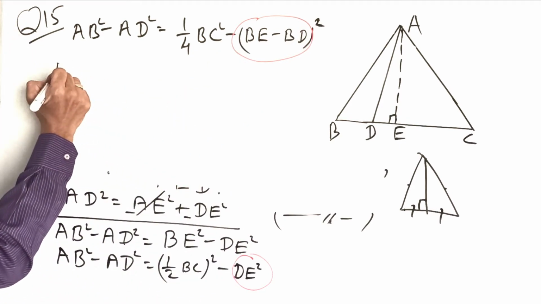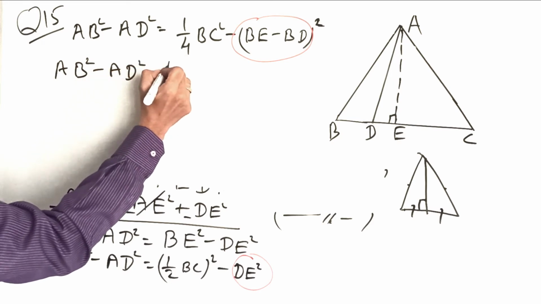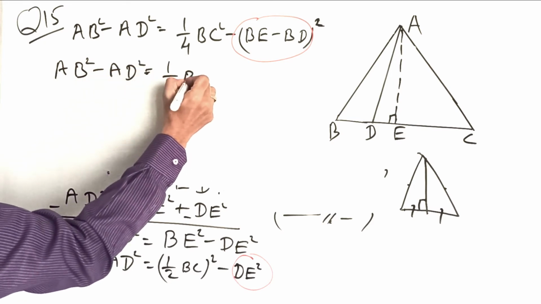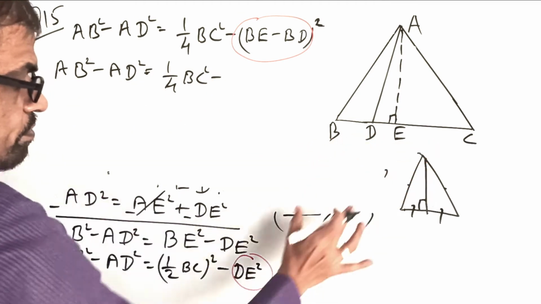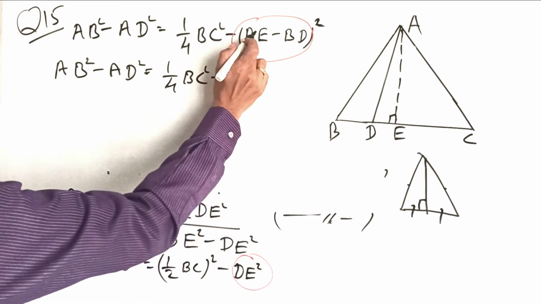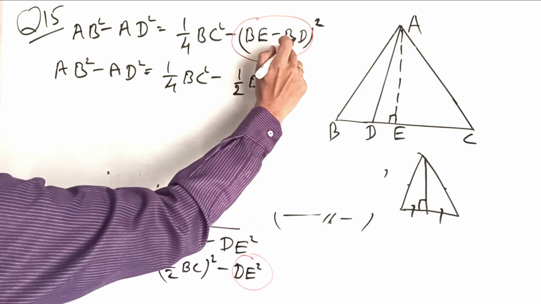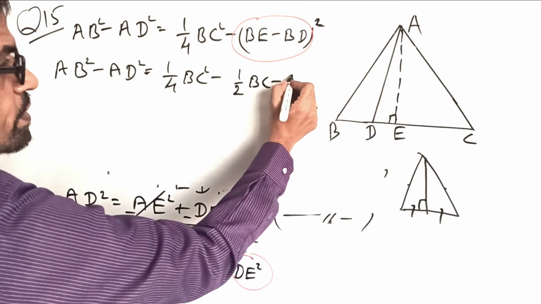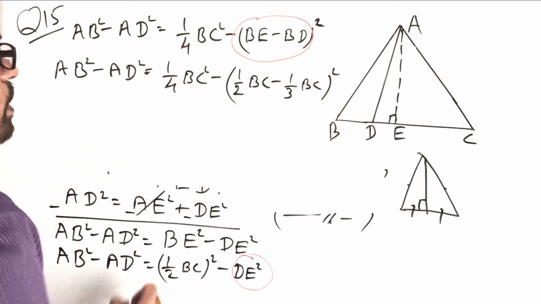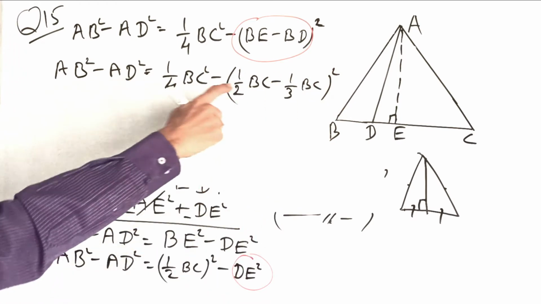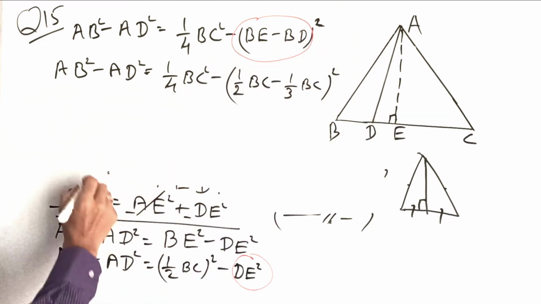Now AB square minus AD square is equal to 1/4 BC square minus, now listen, BE. Again BE means half of BC. BE is half of BC. So we'll write here half of BC minus BD. BD is given in the question, 1/3 of BC. This is given. What are the reasons of all? This thing is given, and this is because the perpendicular bisects in equilateral.